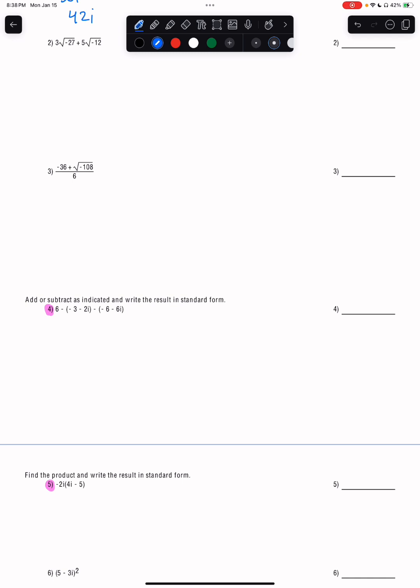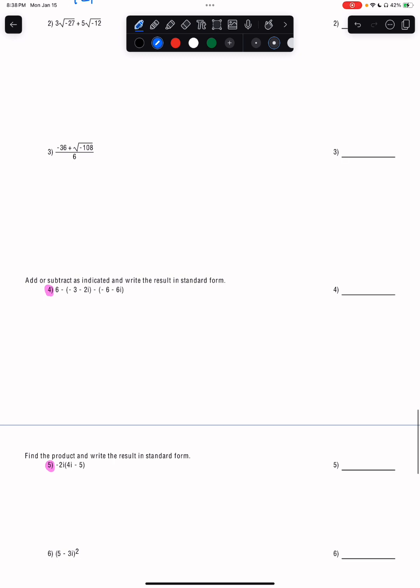Looking at number 4, add or subtract as indicated, and then write the results in standard form. So first things first, just for simplicity's sake, we're going to multiply these negatives. You can think of them as -1s that we can multiply in, so we can distribute the sign, make this easier. So the 6 stays the same, but we'll get a +3, a +2i, a +6, a +6i. Then if you just simplify all these, you can simplify it into our standard form, 15 plus 8i.